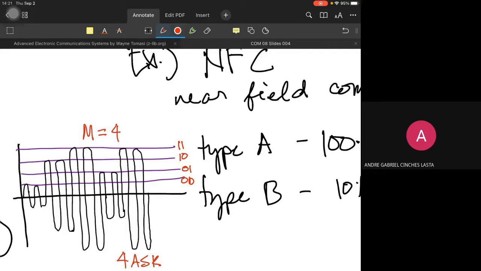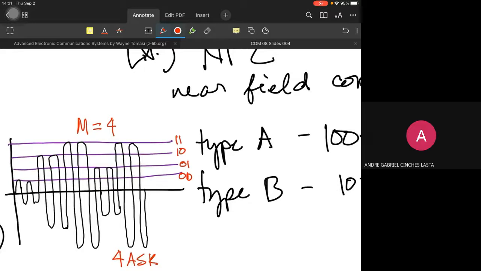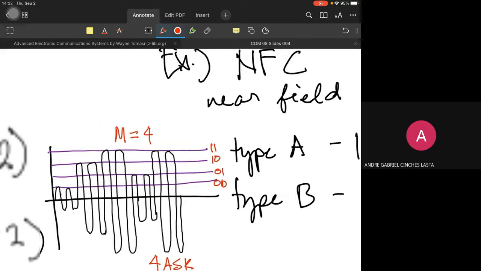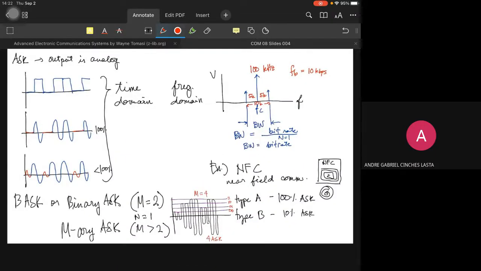Okay? So it can be ventured into a research topic, no? But right now, it's not that it isn't possible, but there are many more efficient systems than implementing a higher order ASK.